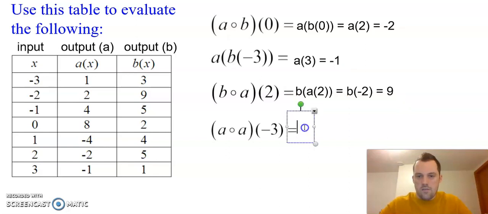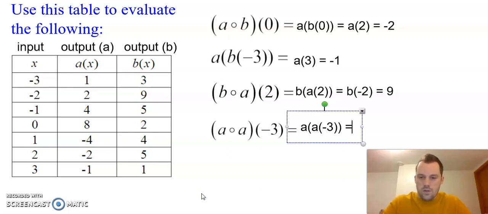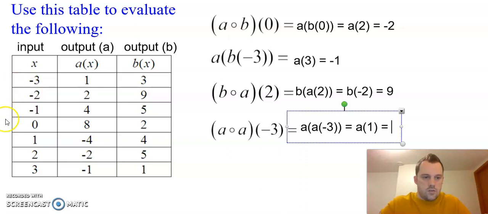Last one, a of a of -3. Just because we have two different functions here doesn't mean a composition is going to include both. We could have a composition within the same function. So this is a of a of -3. -3 input into our a function gives us 1. Now 1 is our new input into, again, our a function. Input of 1 gives us -4.